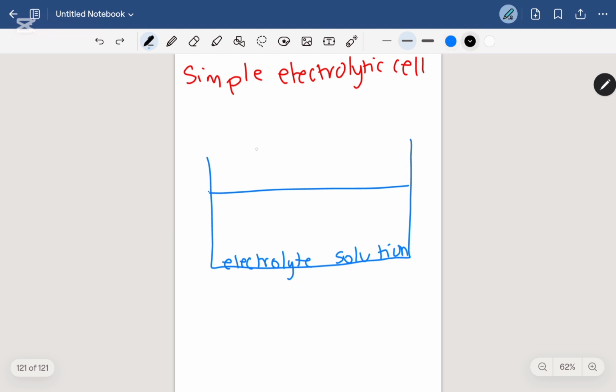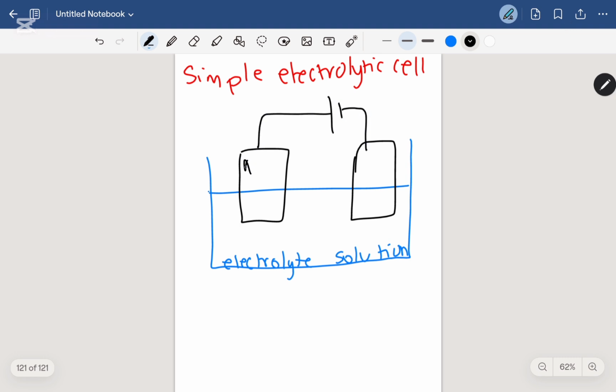Alright, so I will draw the anode and then the cathode. And I will draw the battery. So this over here is the anode. This over here is the cathode, just for the sake of this explanation. Now, what's going to happen is that the anode is connected to the positive terminal. So it is positively charged, or in other terms, the positive electrode. The cathode is connected to the negative part of the battery, so it's negatively charged, or in other terms, it's the negative electrode.